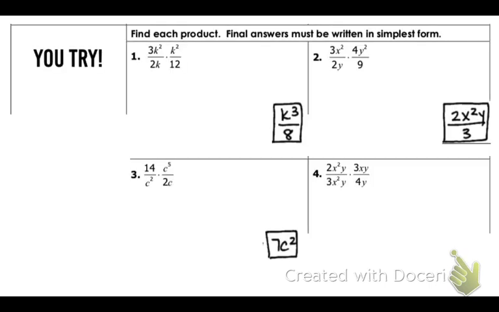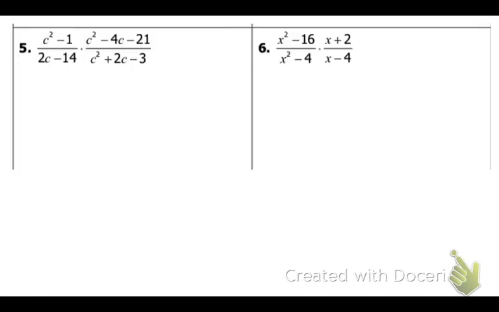Now I'm going to look at this one. Whoops, 5 seems out there. So let's go ahead and try 5. First things first, because these are not all monomials, this is a binomial, trinomial, binomial, trinomial, I'm going to go ahead and factor these out.